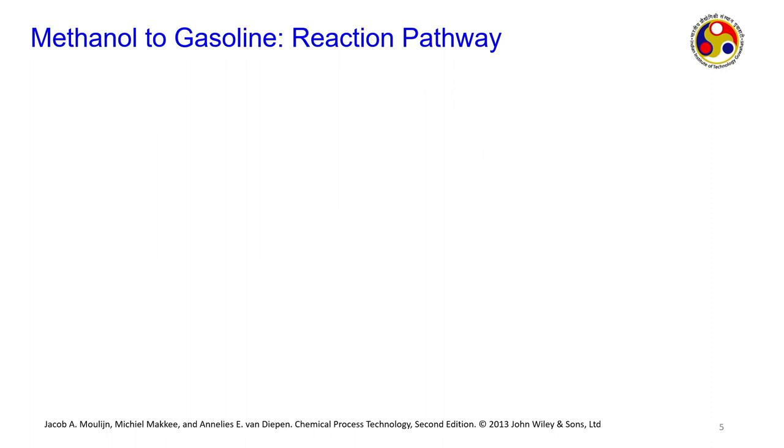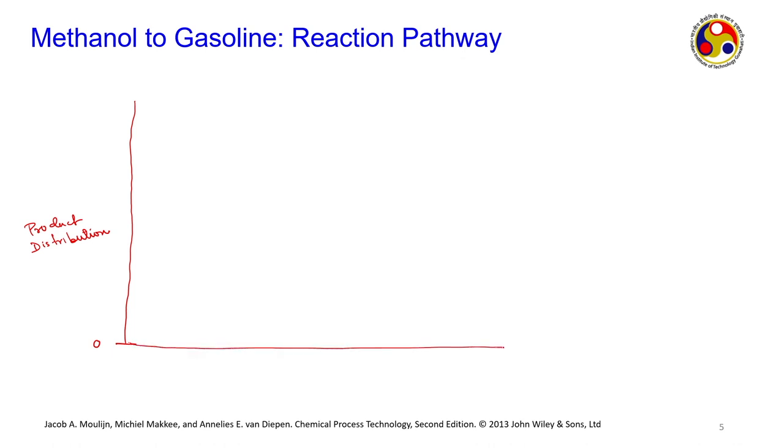So if I want to draw, I will draw the axes. I will draw the y axis first. I will talk about the product distribution. This is the product distribution, the y axis, and let us go from 0. And the x axis, I will talk about the space time.